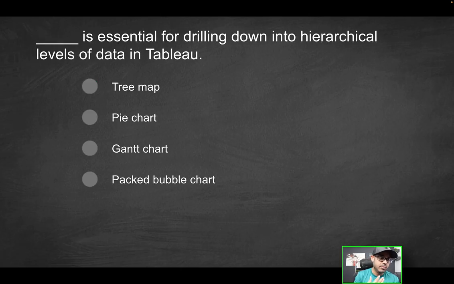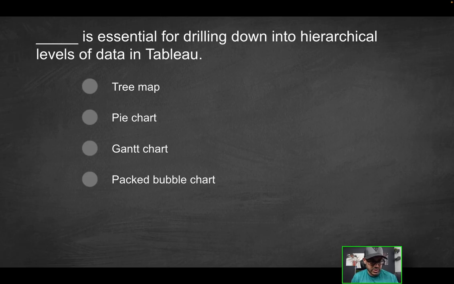Next question. Blank is essential for drilling down into hierarchical levels of data in Tableau. Is it going to be tree map, pie chart, Gantt chart, or packed bubble chart? Now, Tableau does have the hierarchy functionality, but it's not talking about that here. It's talking about the actual visualization. So which of these visualizations are helpful in looking at hierarchy or maybe even drilling down?